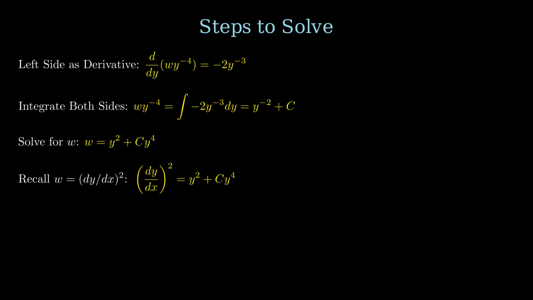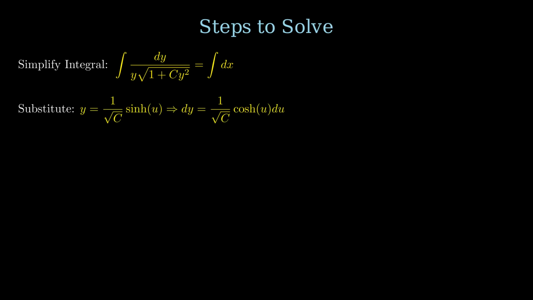We now return to the original variable dy by dx. We separate variables to integrate. After simplifying the left-hand side, we get a standard integral. We use the substitution y equals 1 over root c times sinh of u to evaluate the integral.